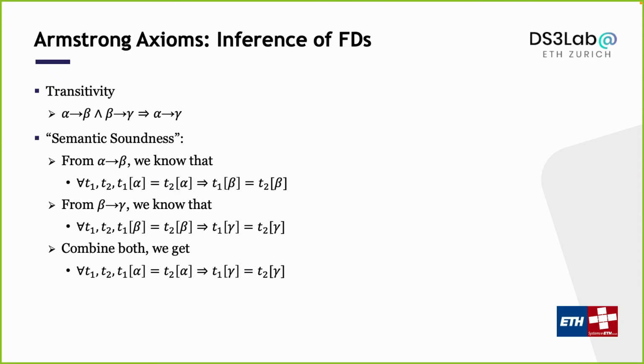So as we can see, these three inference rules are sound. If you give me a collection of functional dependencies that hold in your relation instance, you can apply any of these inference rules to get a new functional dependency that will also hold, because that's semantically sound. And you can apply that again, which gives you a new one, which also will hold. The soundness part is relatively simple for this inference system.